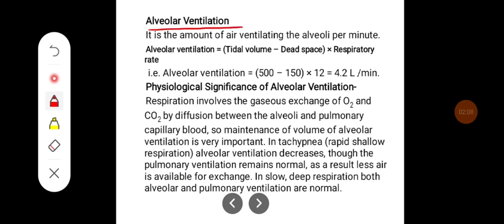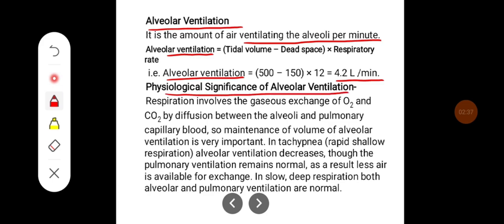Alveolar ventilation is the amount of air ventilating the alveoli per minute. Hence, alveolar ventilation can be given as tidal volume minus dead space, into respiratory rate. That is, alveolar ventilation is equal to 500 minus 150, where 500 is tidal volume and 150 is dead space, into 12, which will give you 4.2 liters per minute. So that is the normal ventilation.